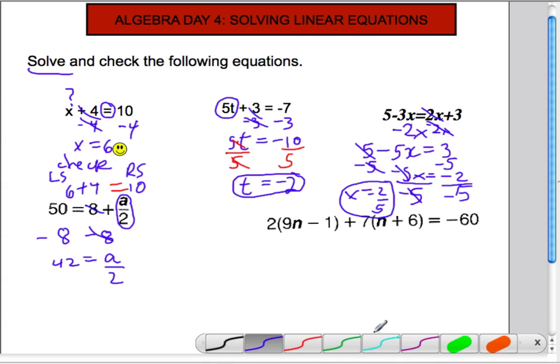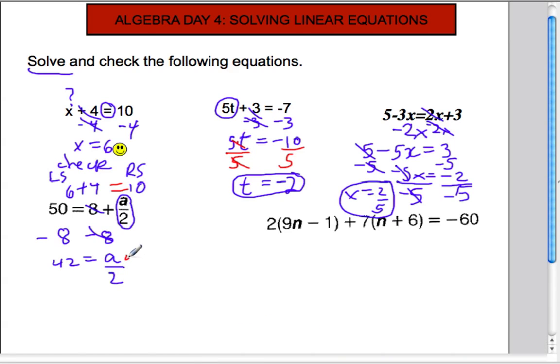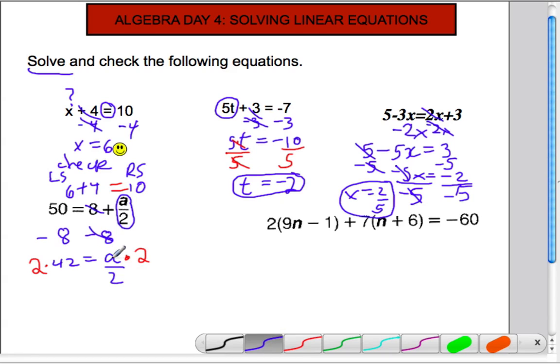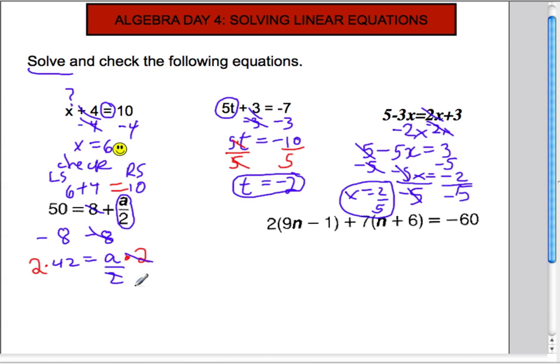This is a little bit different, because think about what's been done to a. It's been divided by 2, so the opposite of division is multiplication. So I'm going to multiply both sides by 2. Now, what's happening here? It's a divided by 2 times 2. Of course, I did that to cancel it out. And my solution is 84.